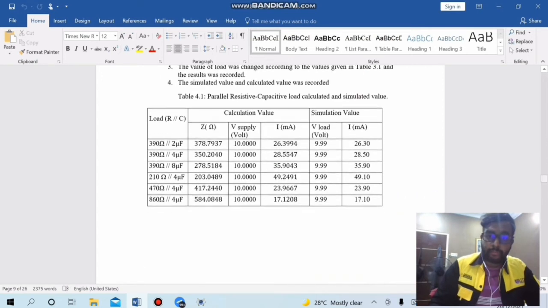As you see, for the parallel case, if the capacitance increases, the current also increases. However, when the lowest resistance and the 4 microfarad capacitance are used, the highest current value is recorded, which is 49.10, and if the capacitance is constant and the resistance increases, the current decreases.